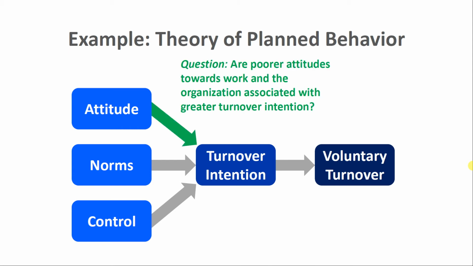So let's think of some examples here. So using this theory of planned behavior as a framework, we could then say, well, okay, so what's causing voluntary turnover here? Well, this could help us create a question or formulate a question in which we ask, are poorer attitudes towards work and the organization as a whole associated with greater turnover intention? So looking at this first linkage right here in this theoretical model.